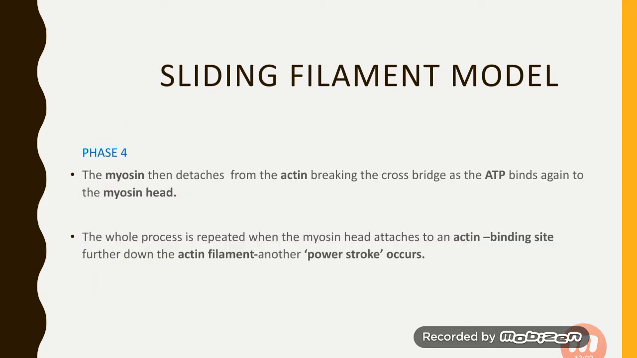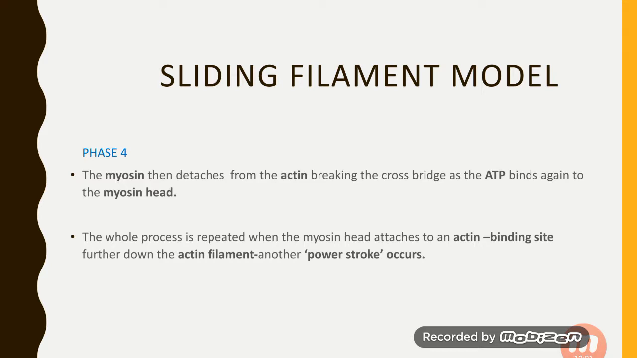In phase 4, myosin then detaches from the actin, breaking the cross bridges as the ATP binds again to the myosin head. The whole process is repeated when the myosin head attaches to an actin binding site. Further down the actin filament, another power stroke occurs.